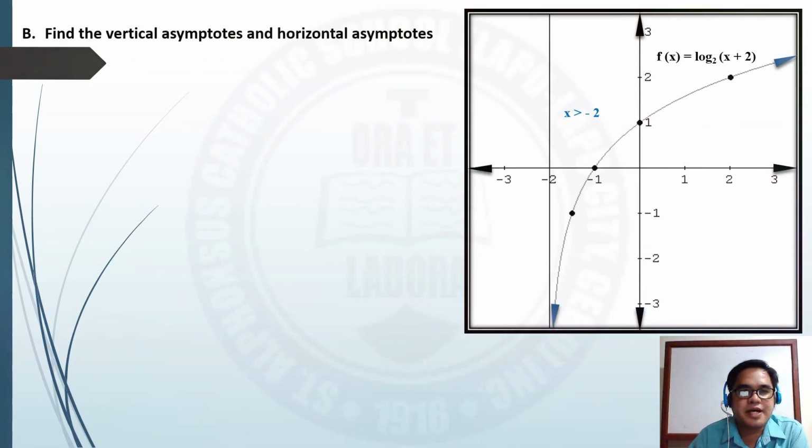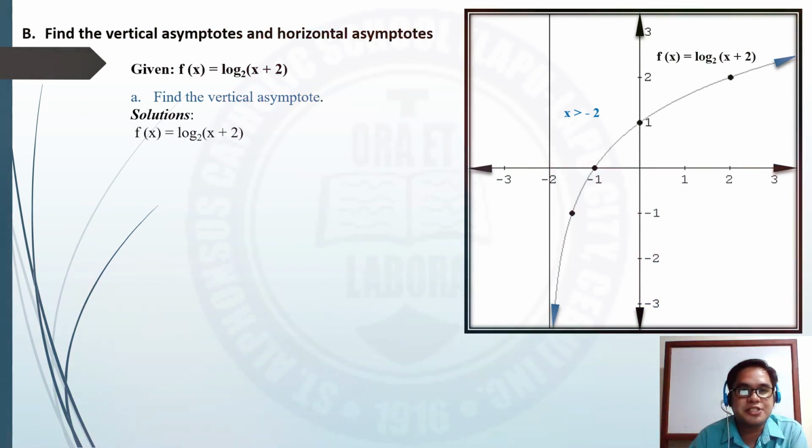To find the vertical and horizontal asymptotes, we have to consider the given, which is f of x is equal to the logarithm of x plus 2 to the base 2. Now, here are the solutions to find the vertical asymptote. First is to copy the given. Next, change f of x into y. And then, express this logarithmic form into exponential form. So, the equation becomes 2 raised to y is equal to x plus 2.